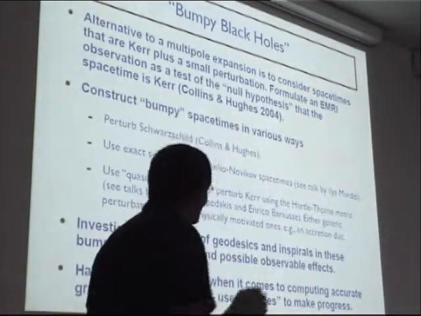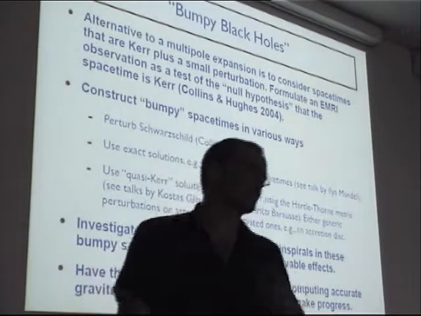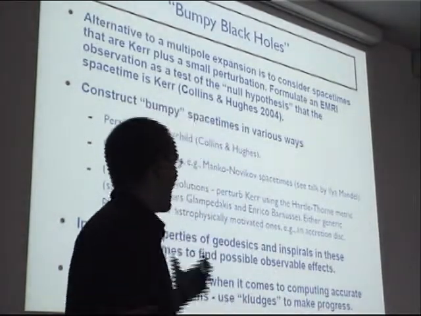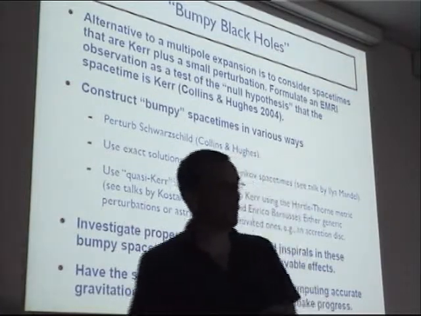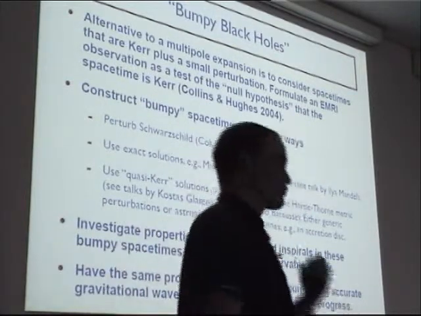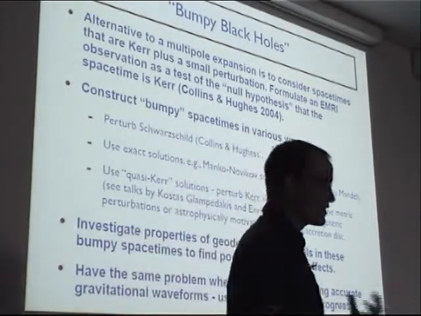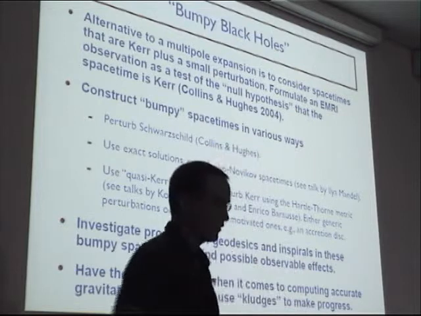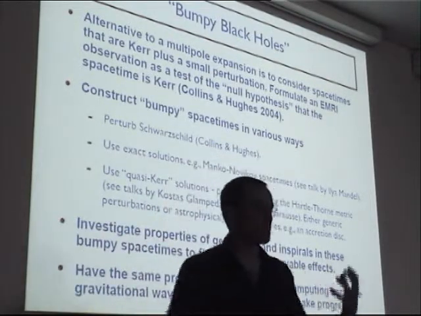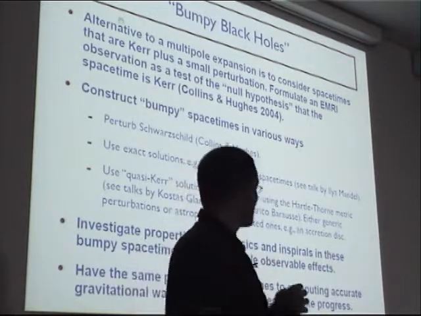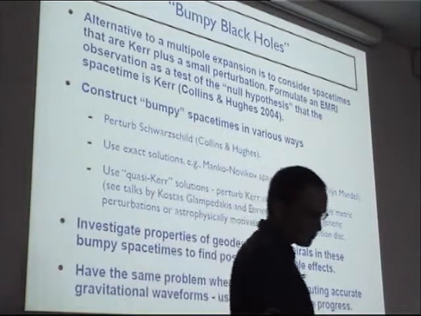By constructing space-times that are Kerr plus a small perturbation, we can then do analyses that tell us how big a deviation from Kerr there could be in that particular space-time to still give us a detection that was consistent with an inspiral into Kerr. So there are a number of ways you can construct these bumpy space-times. The first people to look at this were Torrance and Hughes, and they just did a perturbation of Schwarzschild.